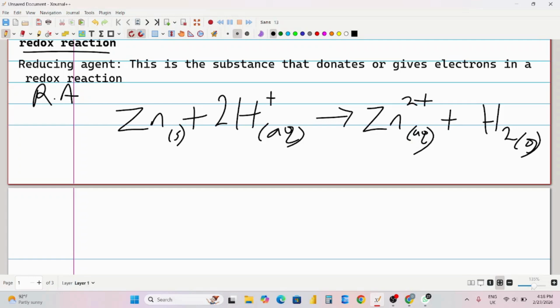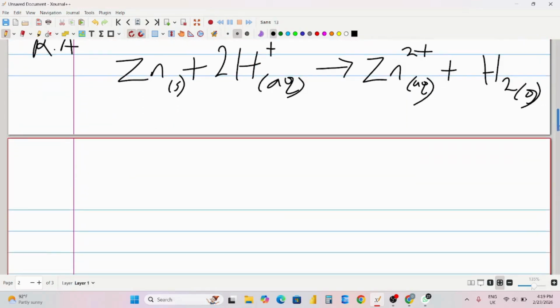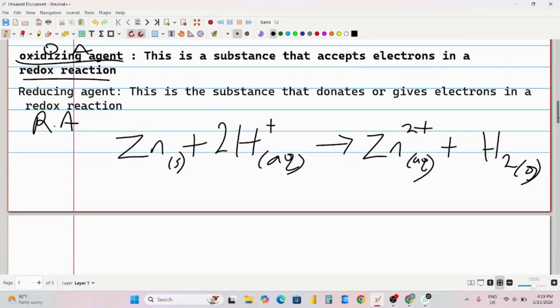So if we were told to identify the oxidizing agent or the reducing agent, this could be a typical UTME question or a WAEC objective question. If we are told to identify the oxidizing agent and reducing agent, what do we do? The first step is to know which substance is undergoing oxidation and which one is undergoing reduction.